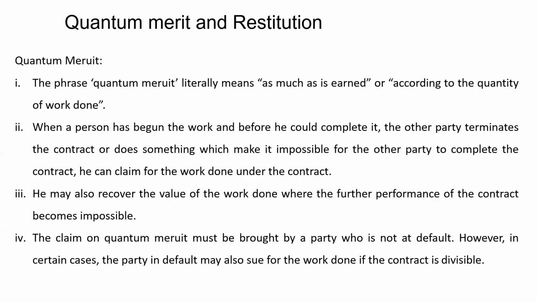क्वांटम मेरिट मीन्स लिटरली एज मच एज इज अर्नड और अकॉर्डिंग टू द क्वांटिटी ऑफ वर्क डन. ठीक है. When a person has begun the work and before he could complete it, the other party terminates the contract or does something which makes it impossible for the other party to complete the contract, he can claim for the work done under the contract. He may also recover the value of the work done.